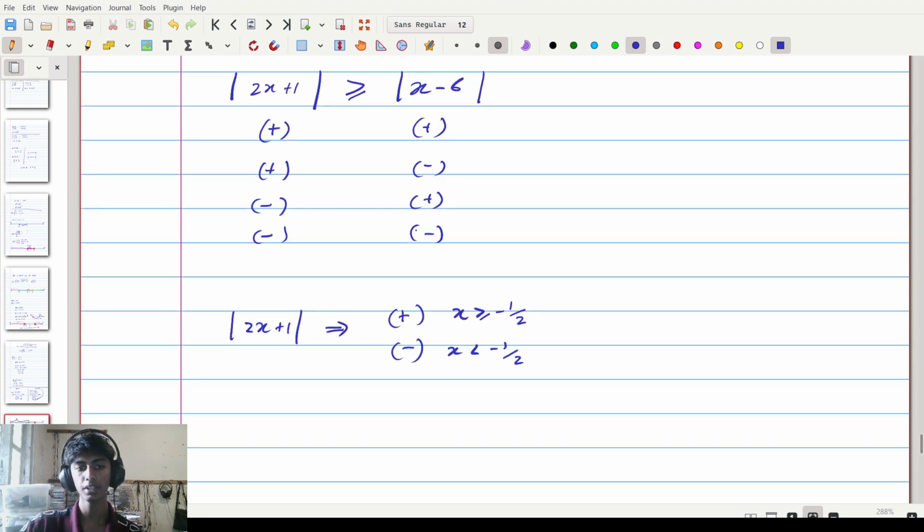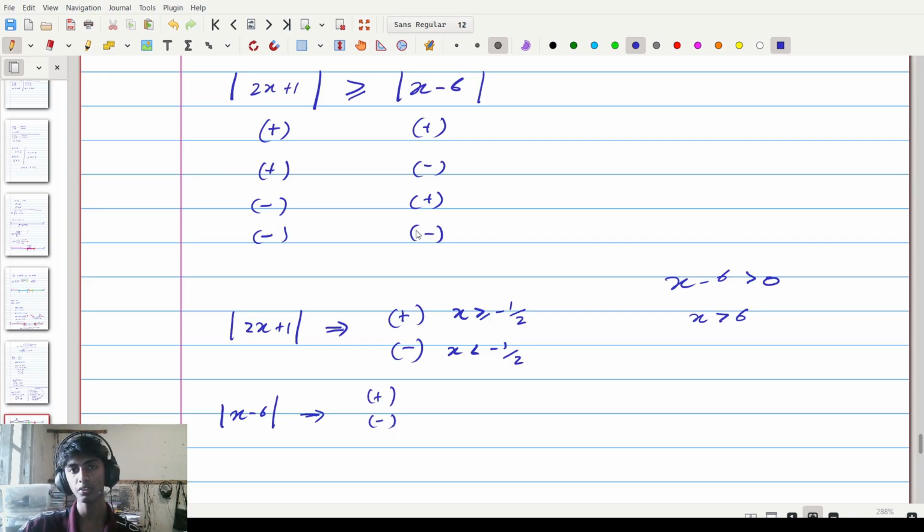Similarly, for the other function, x minus 6 is going to give us a positive value for certain numbers and a negative value for certain numbers. If x minus 6 is going to be greater than 0, then x has to be greater than 6.